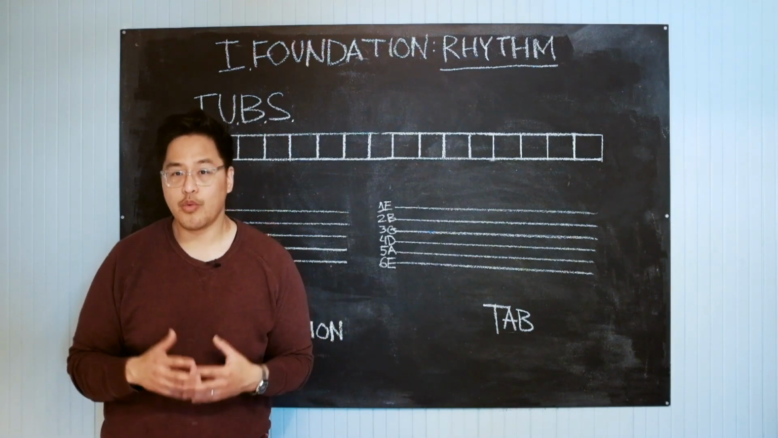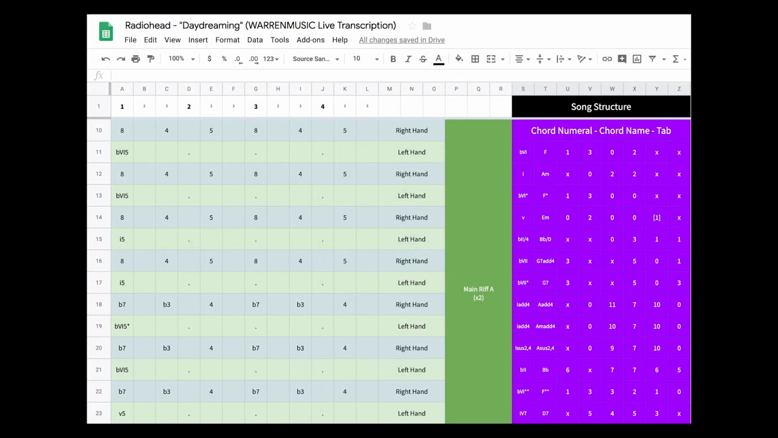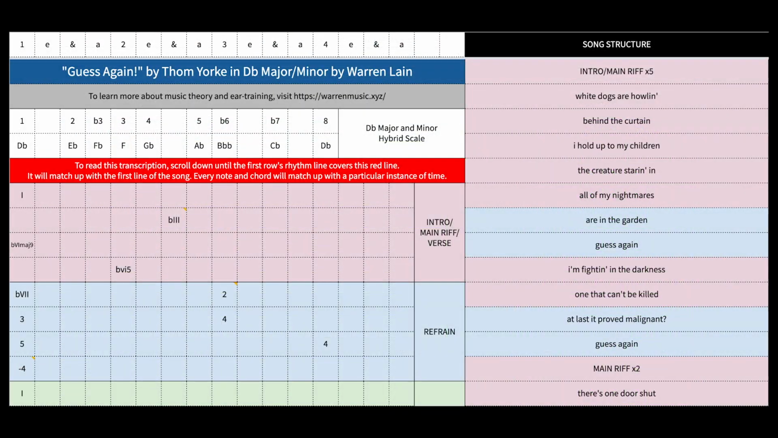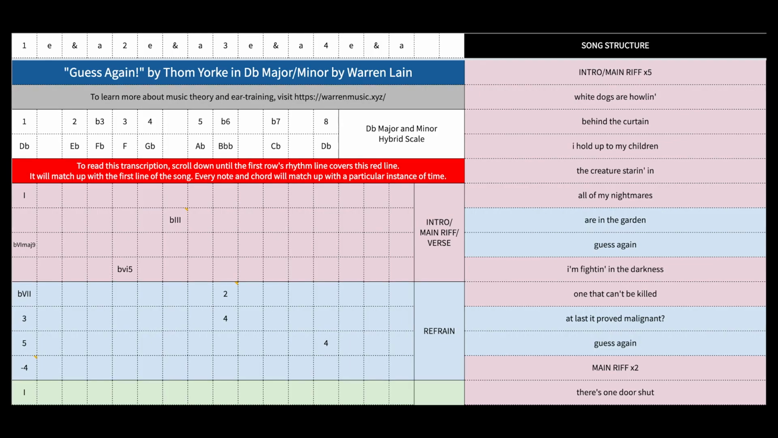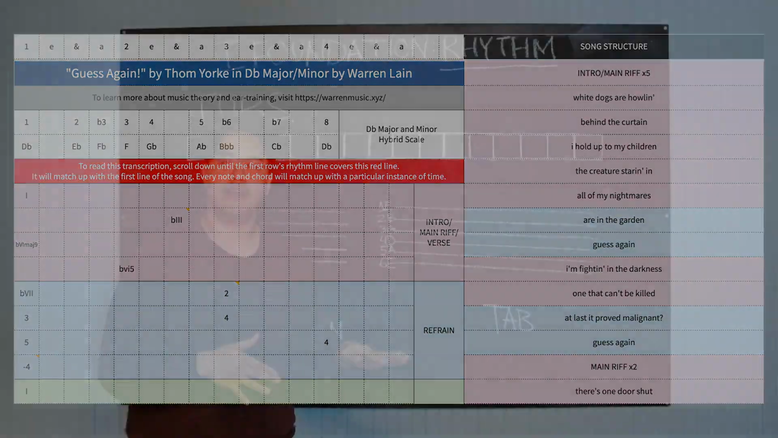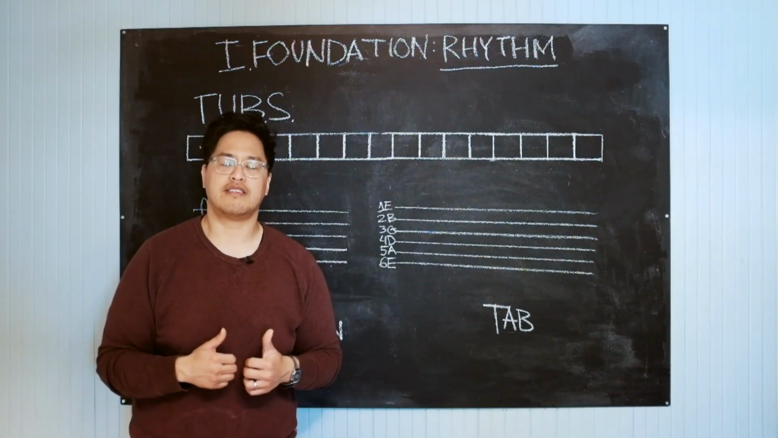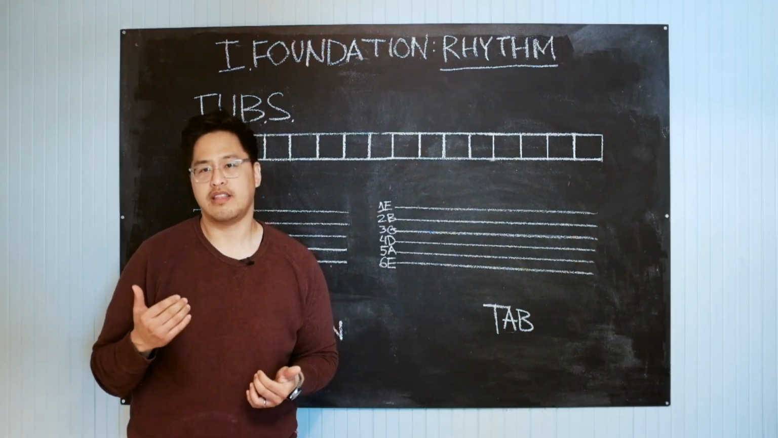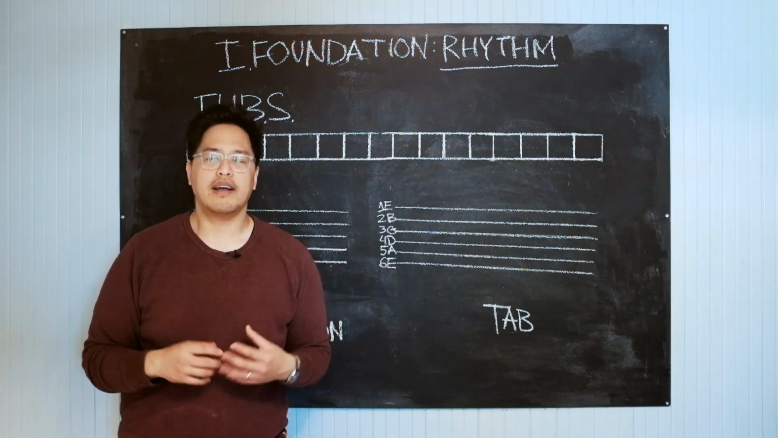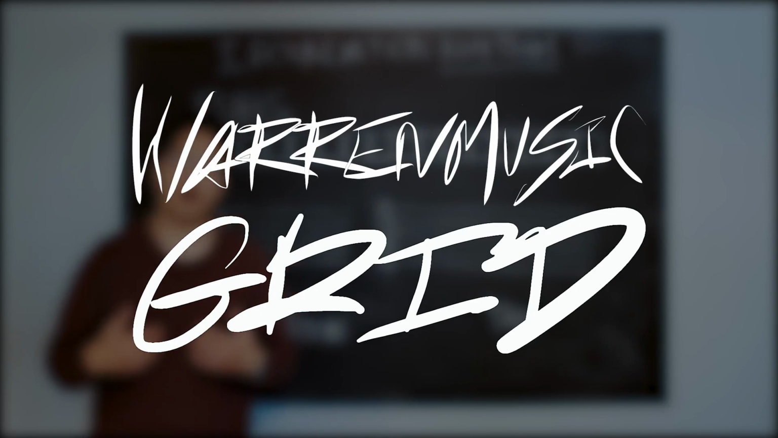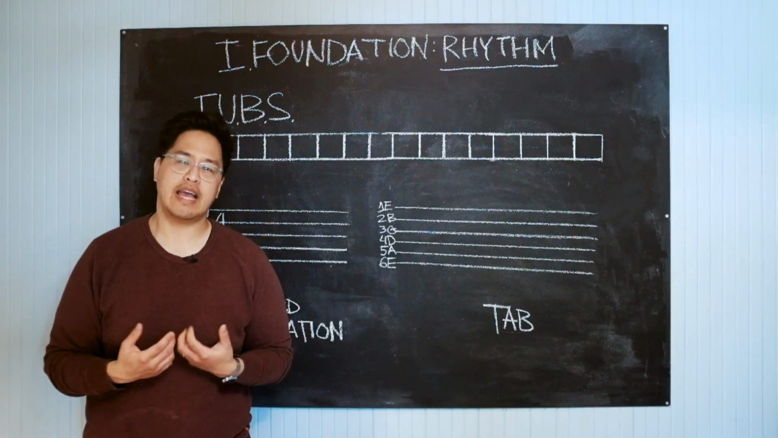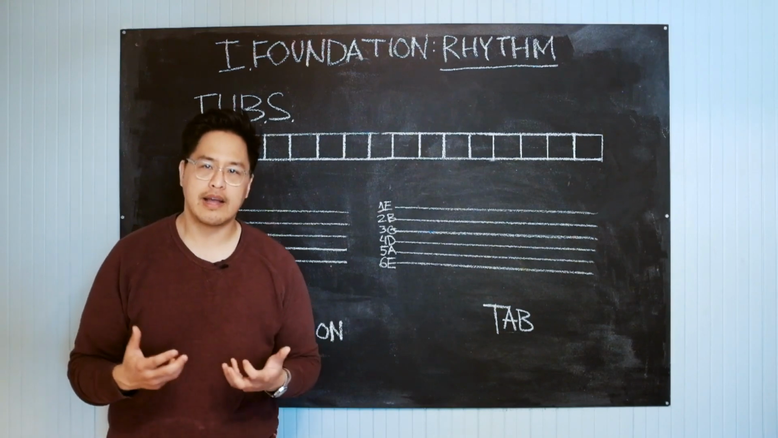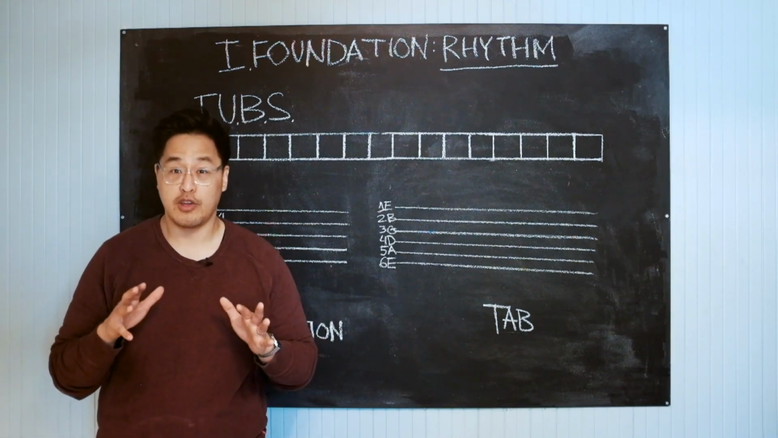With TUBS at its core, the WARRENMUSIC Grid becomes a way to track all of what we're hearing in a song. From there, it can be shared with others, translated quickly into MIDI, or simply serve as an exercise in transcription, which is at the heart of ear training. I call it the WARRENMUSIC Grid, and I hope that as you use it, you'll gain a new tool that helps you connect better with what's going on in the music you love.